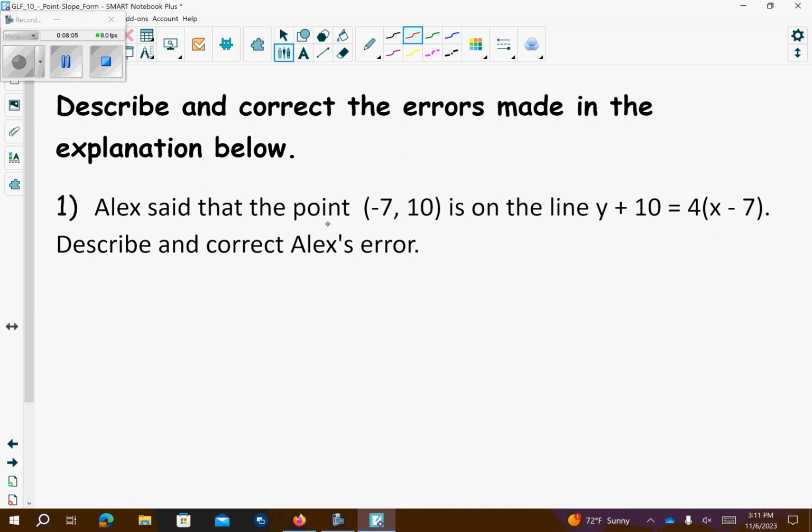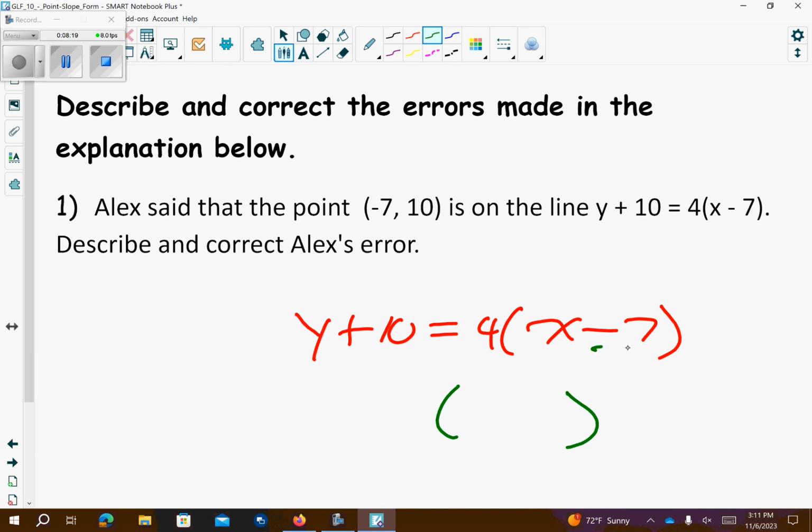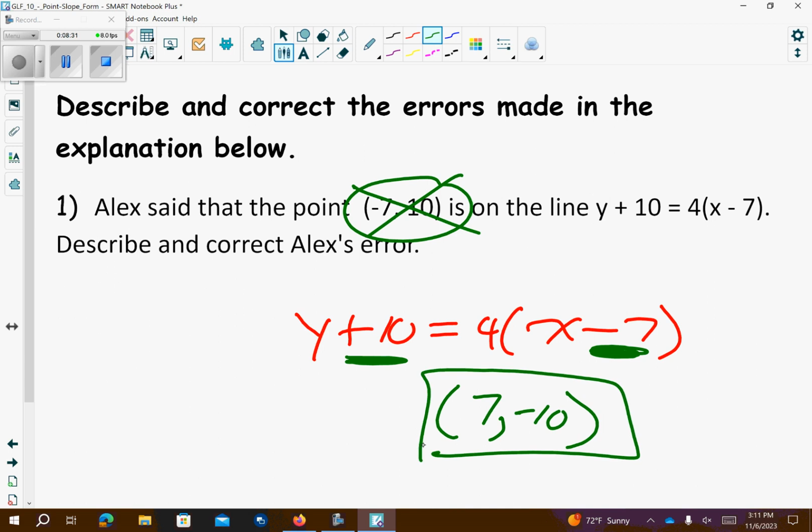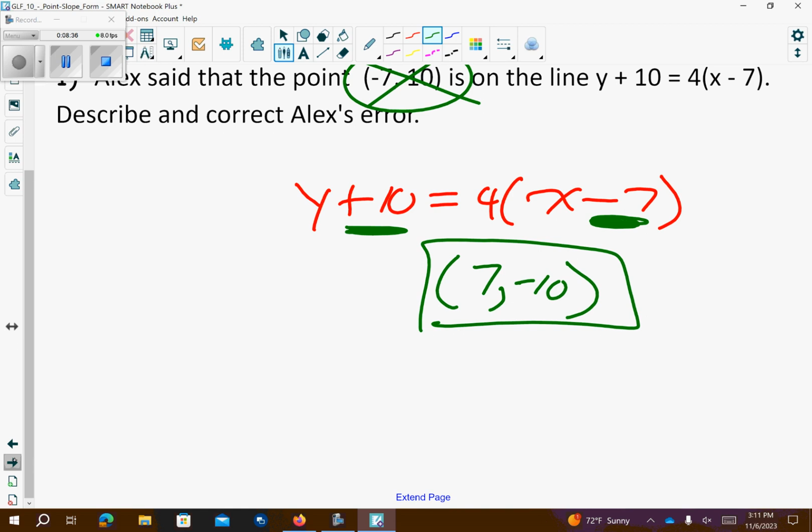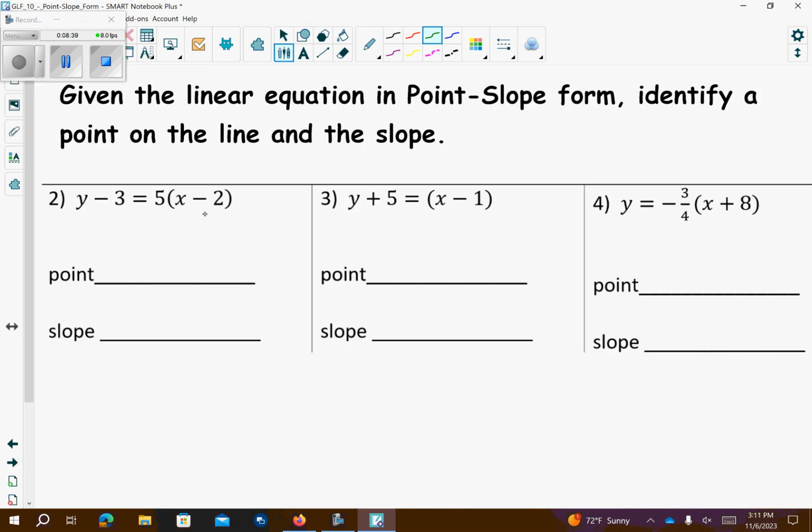Okay, Alex said that the point negative 7, 10 is on this particular line. So this is my equation. If I want to figure out the point, I'm going to do the opposite of that. Opposite of negative 7 is positive 7. Opposite of positive 10 is negative 10. So the friend is wrong. This point exists, they didn't change the sign. As you pull it out to put it in point slope, you change the sign.